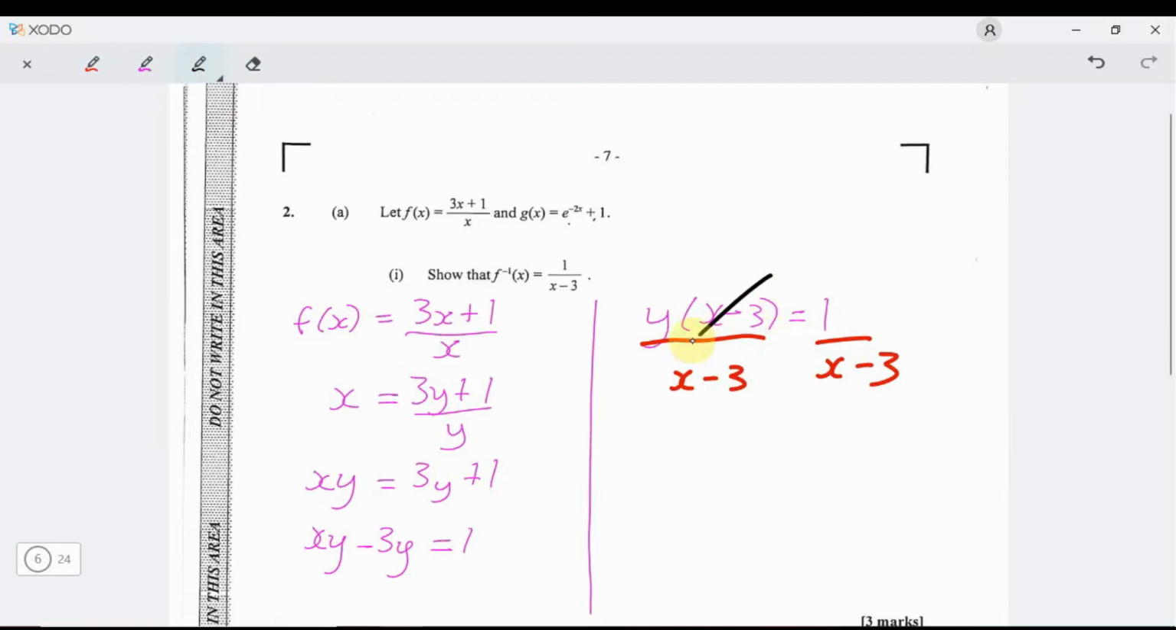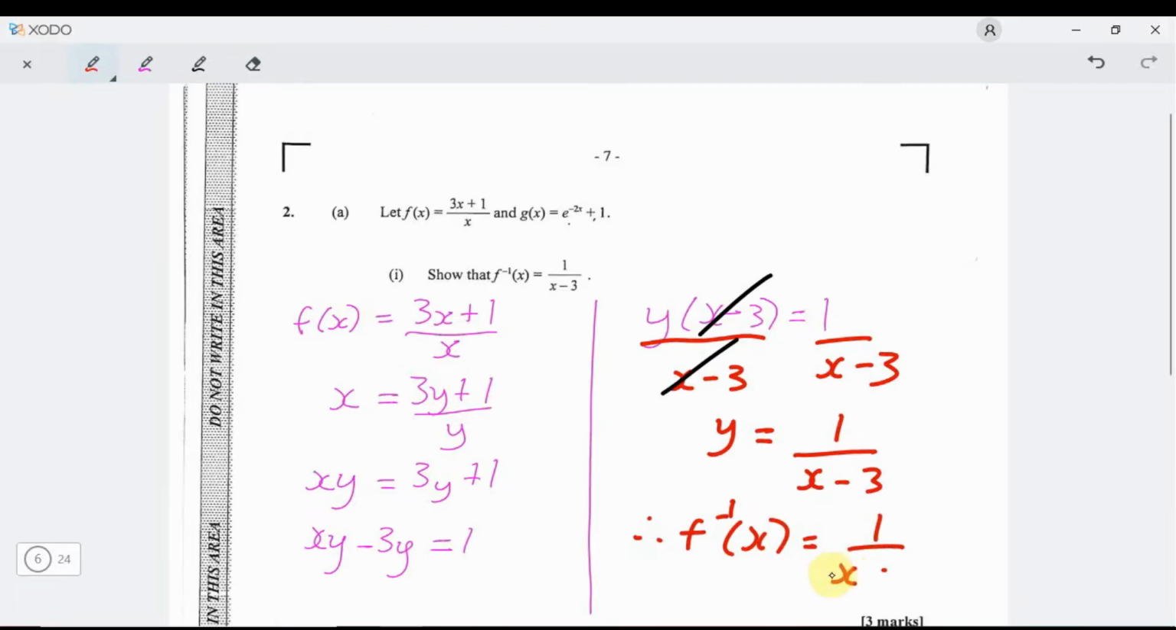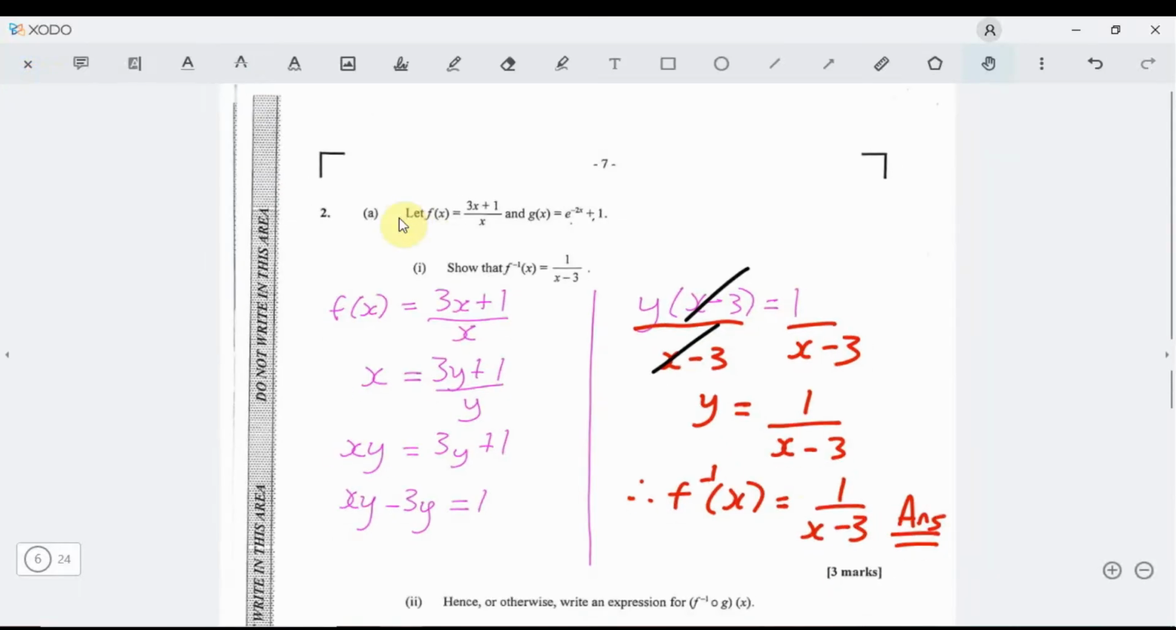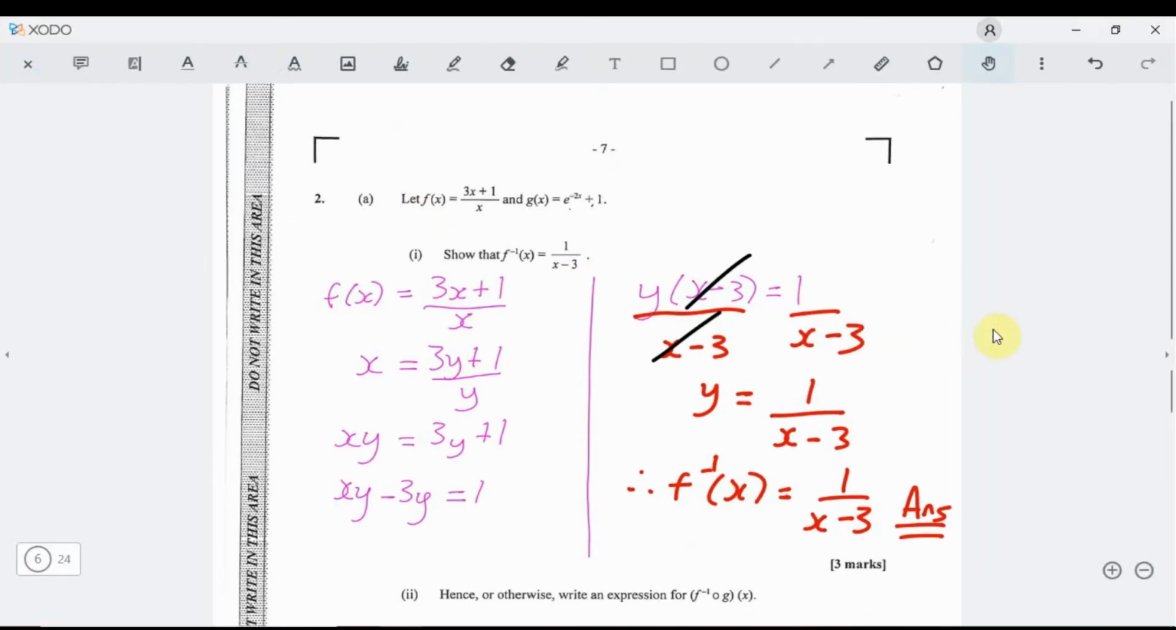And so this cancels this. So now we end up getting y is 1 over x minus 3. So therefore, our f inverse of x is 1 over x minus 3. That's our answer. Very, very easy. Nice. So easy so far.